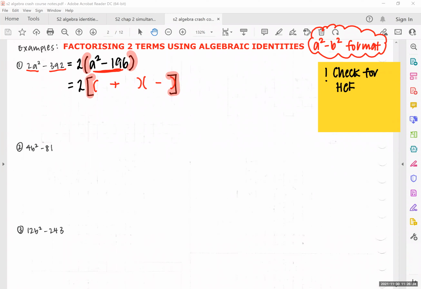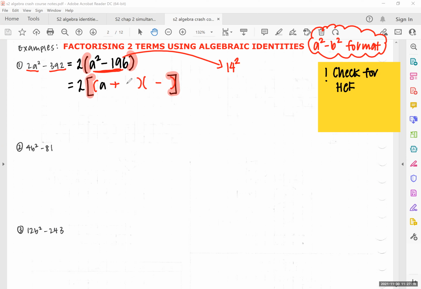Can you see this 196 here? It's not in a square minus b square format. So how do we change this 196? Yes, this is actually 14 square. Very good. So guys, if you do this wrong in exam, listen very carefully. If you put a and 196, you are gone. I thought like a plus square root 196, you can do that. Yes, you can. So always remember, it must be in the a square minus b square format.